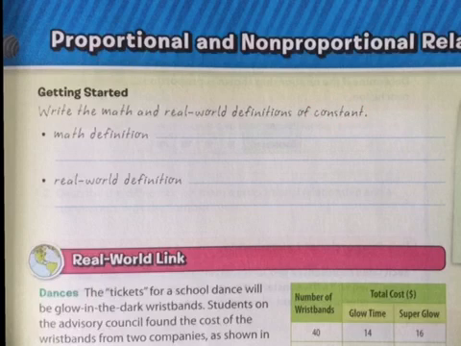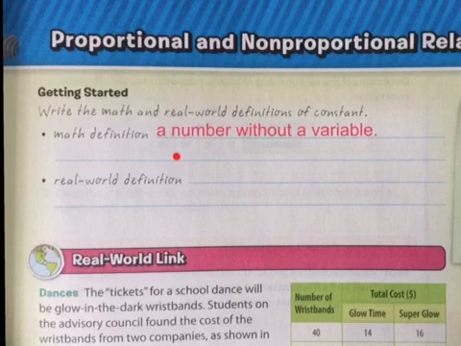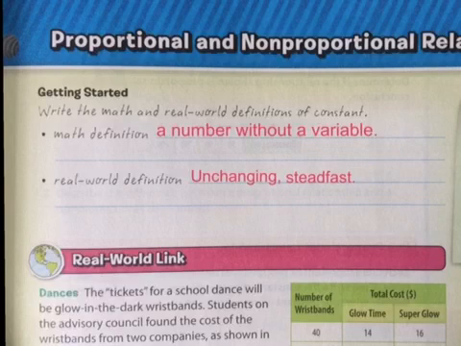Okay, so what does that mean in math? What is the math definition of the word constant? In math, it means a number without a variable, meaning the number remains constant. It doesn't vary. So it's a number that will not change. It could change in value, but it will change at the same rate. The rule would remain the same. In the real world definition, it means unchanging, as in no change and remaining the same, or steadfast.